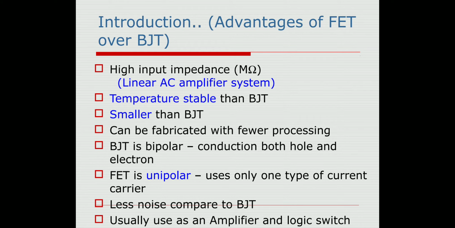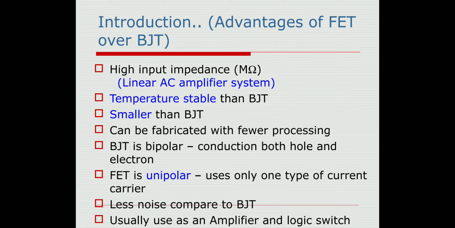Now, why do we use FETs? We have BJT, right? So what is the advantage of using FET over BJT? One by one we will see. The first is high input impedance. When FET is used instead of BJT, the input impedance of the transistor is high compared to BJT. So it will not load the previous circuit, which is desirable. So it can be used in linear AC amplifier systems.